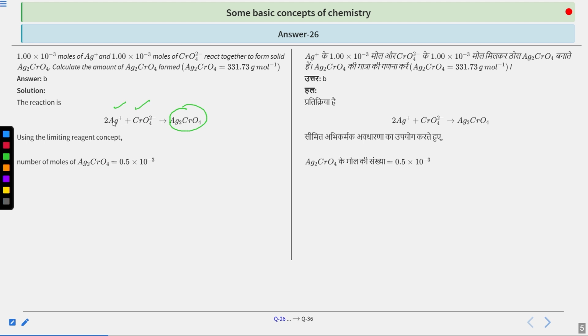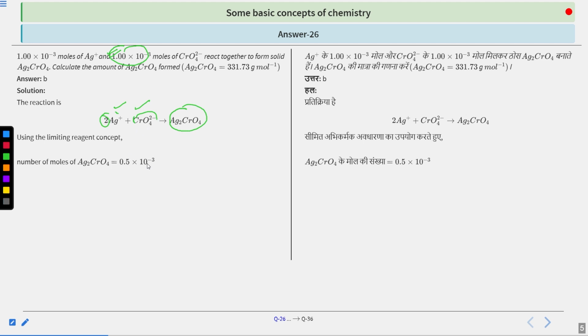So we are taking Ag plus, and accordingly we are taking CrO4 2 minus. In the next case, according to this, 1 mole of CrO4 2 minus reacts with 2 moles of Ag plus. Very clear from the equation. Now, since we are given only 1 into 10 to the power minus 3 moles of CrO4 2 minus, that will react with 2 into 10 to the power minus 3 moles of Ag plus; we simply multiply by 2. So this is the required amount of Ag plus ion according to the given moles of CrO4 2 minus. But we do not have that much amount, therefore our silver plus ion is the limiting form. So this is the limiting reagent.